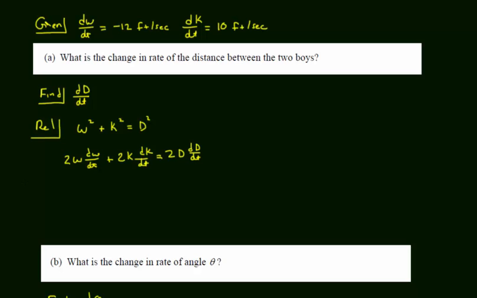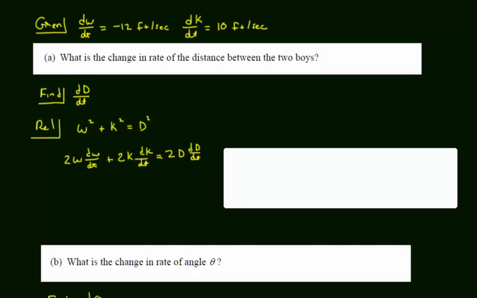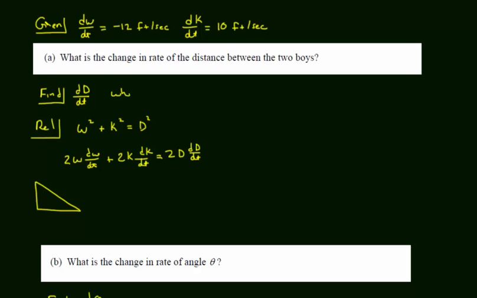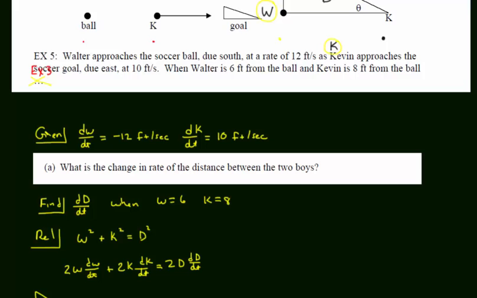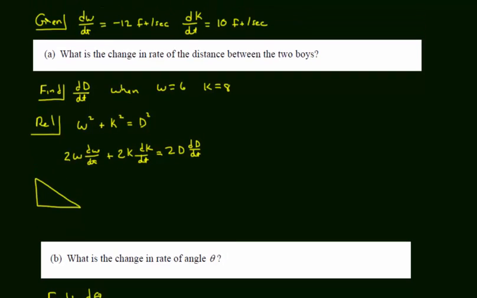Alright, now I'm going to look at a snapshot in time. When Walter is 6 and Kevin is 8. Yes, that's right. So at a snapshot in time, Walter is going to be 6, Kevin is going to be 8. Again, we'll have a 3, 4, 5 triangle. So this distance here is going to be 10 at the snapshot in time. So I've got to plug everything in.